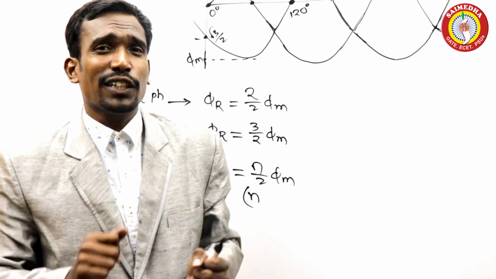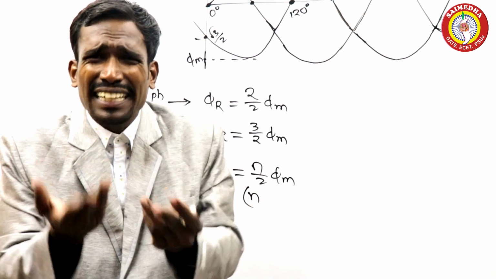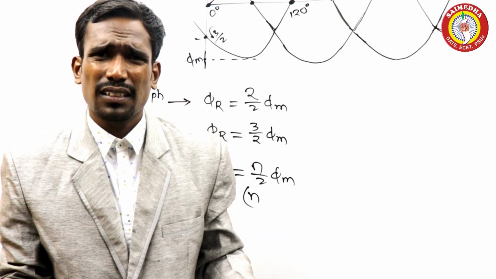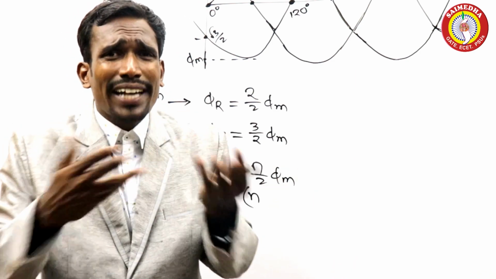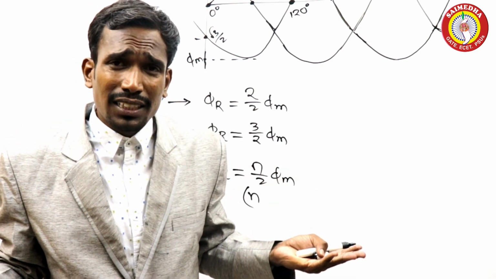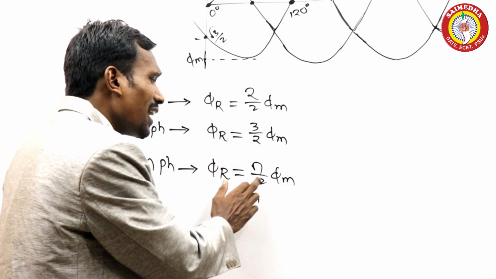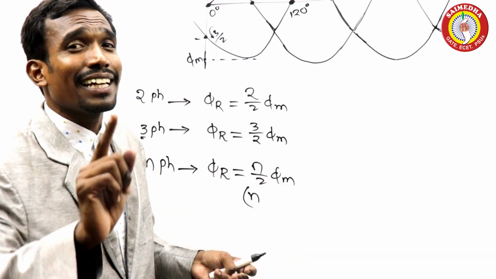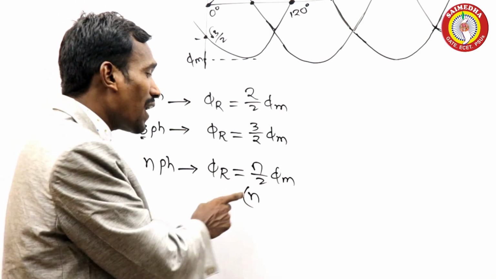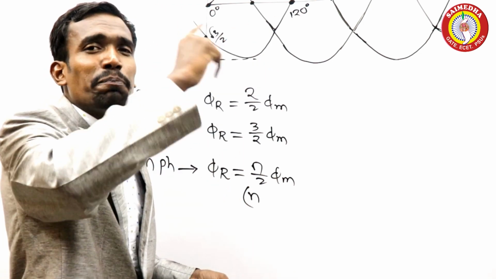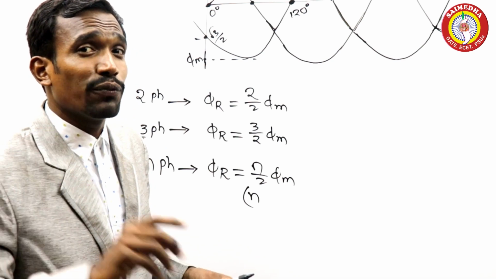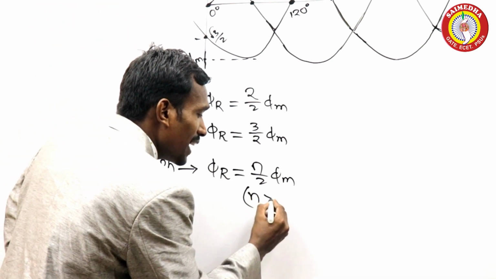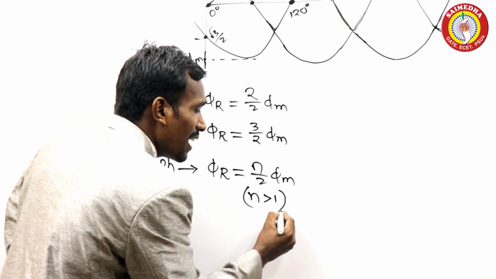What about for a single-phase system? For a single-phase system, phi m, sir. For a single-phase system, phi m is the resultant flux. There is no controversy. That's why this formula is not applicable for single-phase. This formula is applicable for all polyphase systems. That's why this n is greater than 1.